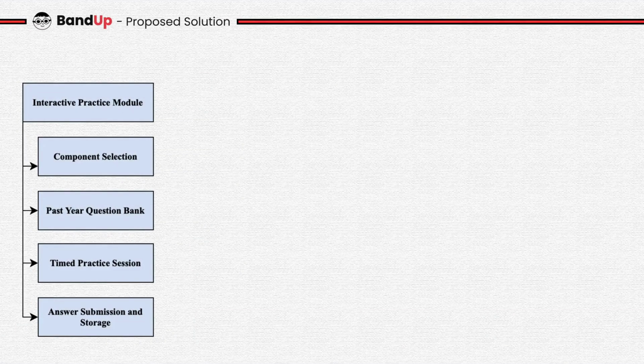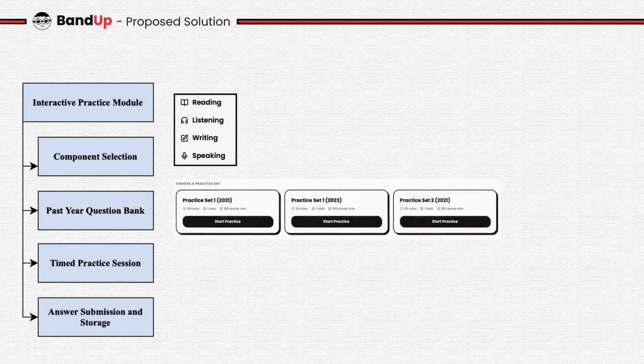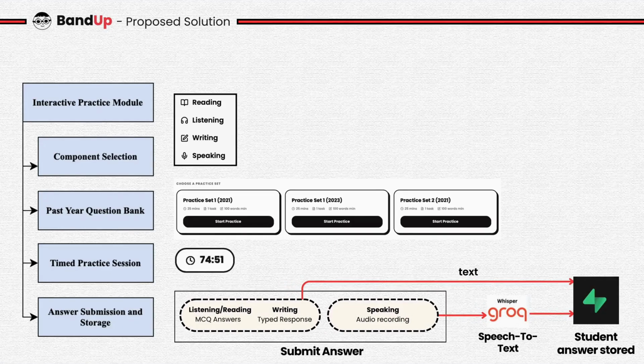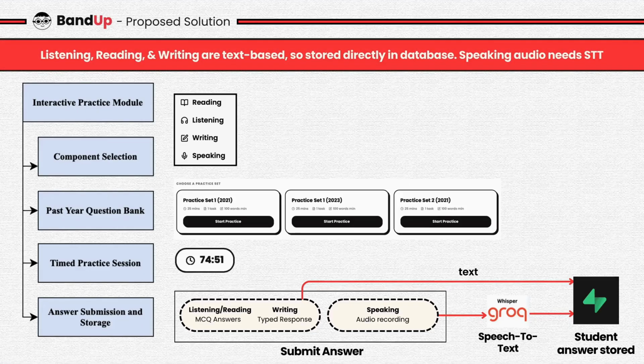Next, the interactive practice module. This module involves students answering past year questions. First, students select a component, then they choose a practice set from the past year question bank. The timer gets started and students submit their answer once done. Listening, reading, and writing are text-based, so they are stored directly in the database, while speaking audio is sent to Grok Whisper API for speech-to-text conversion before storage.